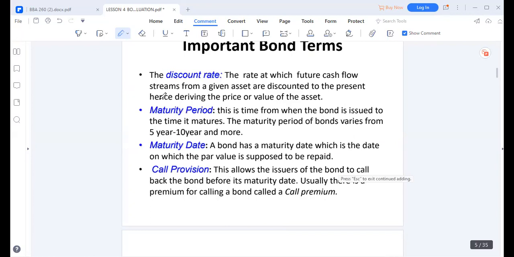So we also have what we call the discount rate, which is given by KD. This is actually the market rate. The market rate is simply the rate at which our future cash flows are discounted to the present value. So this is a market rate. If not given and asked to calculate it, it changes its term to the yield to maturity, YTM.